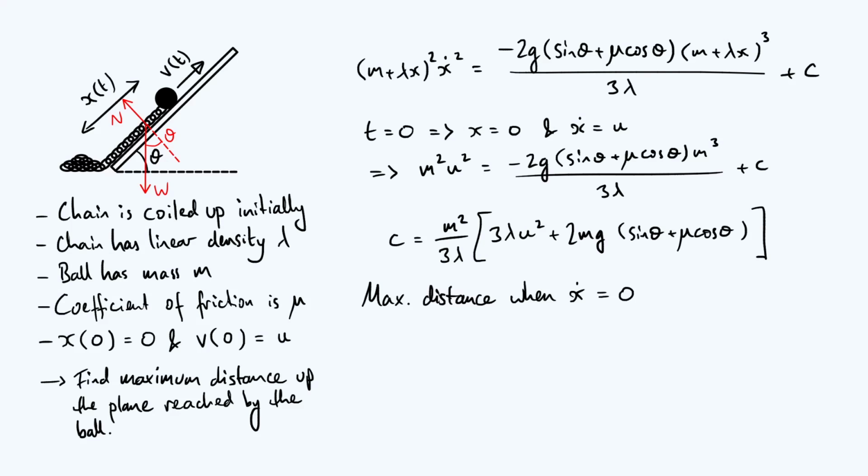So now we're getting closer to answering our original question, which is what's the maximum distance? And the maximum distance occurs when x dot equals 0, because that's when the ball and chain instantaneously come to rest. So they're moving up, then they instantaneously rest, and then they start coming down again. You can just plug in x dot equals 0 into that equation at the very top, and that's going to give you an equation you can solve for x, because everything else is a known parameter. We know c, we've just derived what c is.